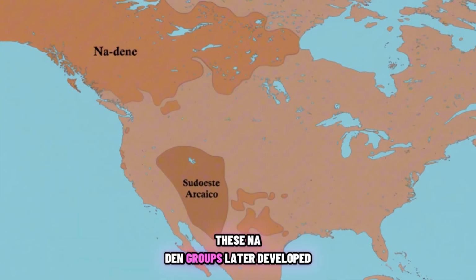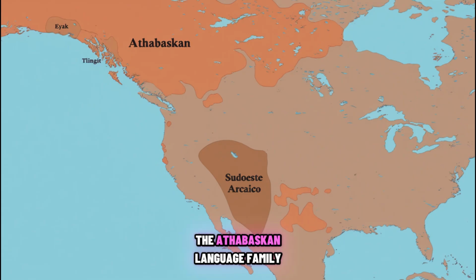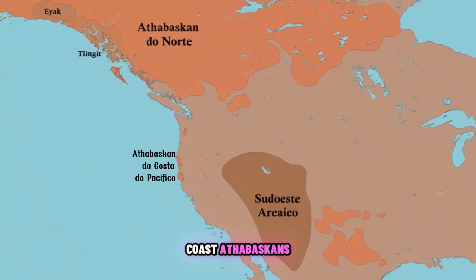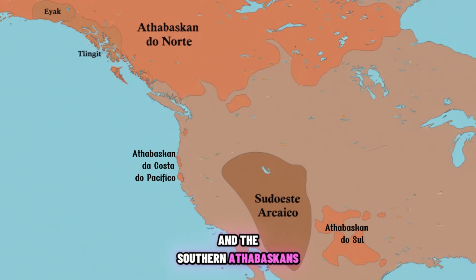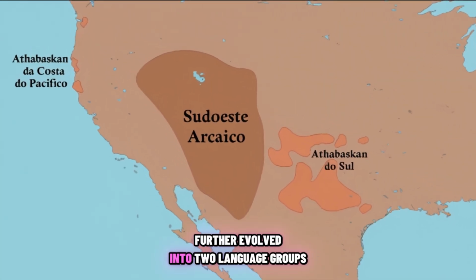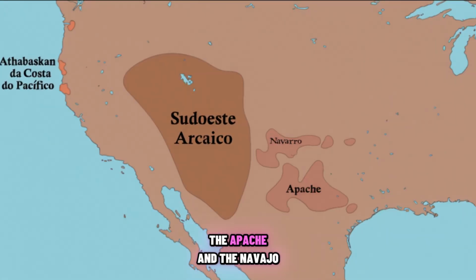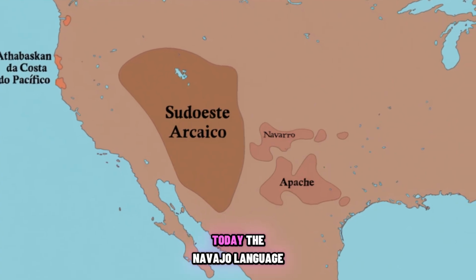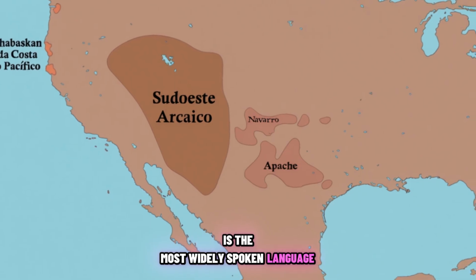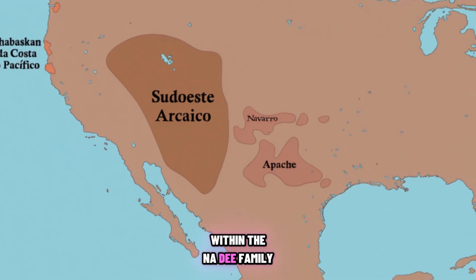These Na-Dene groups later developed the Athabascan language family, which eventually divided into three main branches: the Northern Athabascans, the Pacific Coast Athabascans, and the Southern Athabascans. The Southern Athabascans further evolved into two language groups, the Apache and the Navajo. Today, the Navajo language is the most widely spoken language within the Na-Dene family.